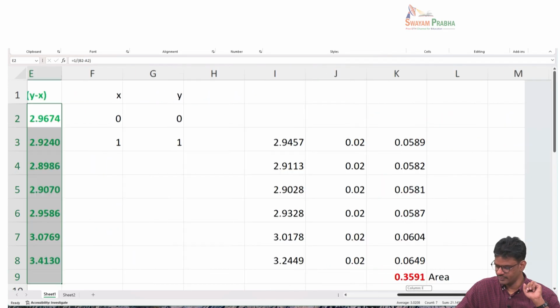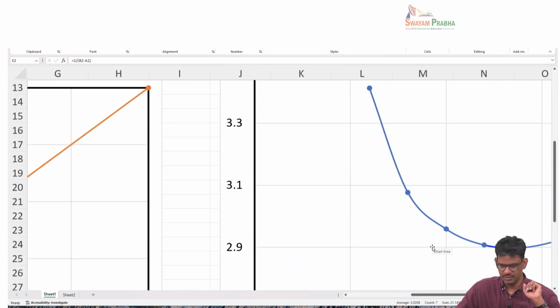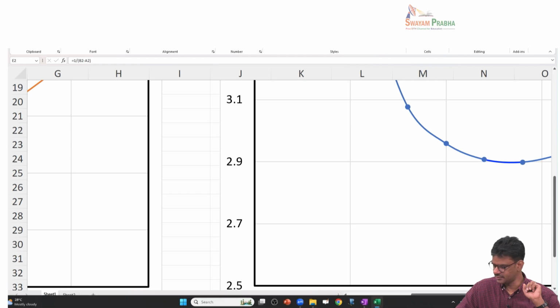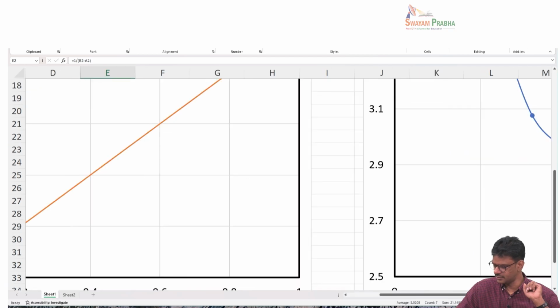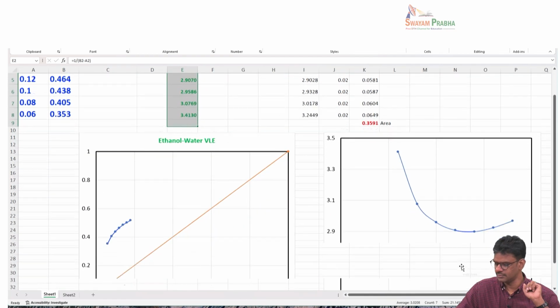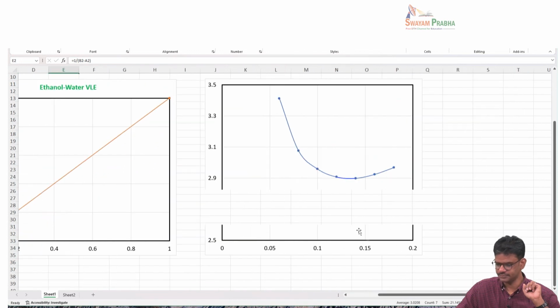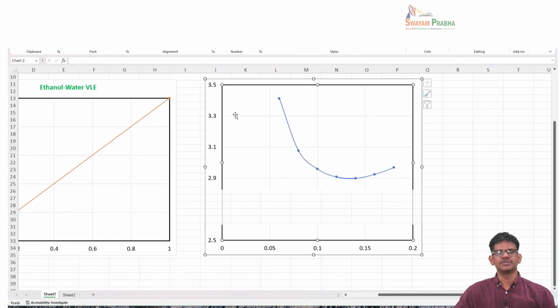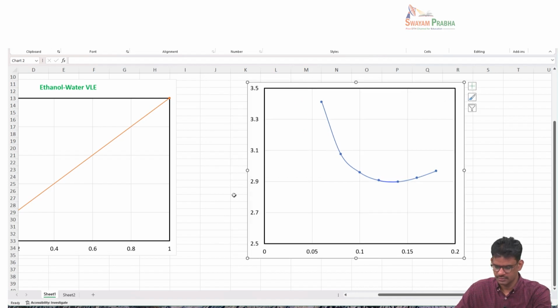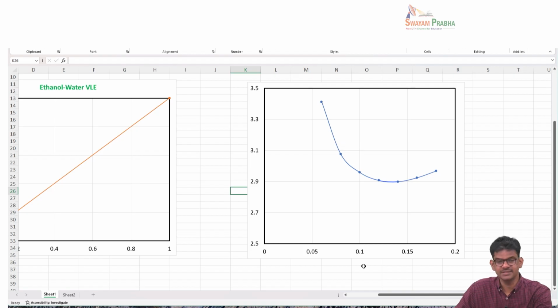Okay, then you'll get this kind of a plot. So this plot that you see here is plotted as 1 over y minus x on the y axis and x on the x axis. So here all I need is to find the integral, the area under this curve.